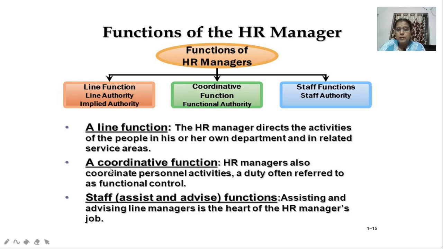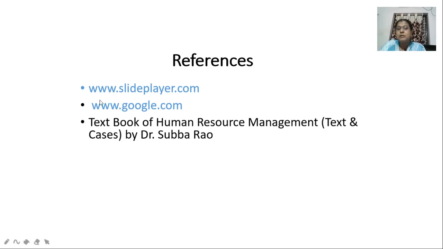That is his job. And the next one is the coordinative function, in which as a coordinator, he has to coordinate various personnel activities, a duty often referred to as functional control. Then we have the staff function, where he can assist and advise. Assisting and advising the line managers is the heart of the HR manager's job. Yes, that's very important. There exactly lies his knowledge or expertise, where he needs to give relevant and valid advice and suggestions to overcome various problems relating to HR personnel, and thereby get the job done in a smoother way. Now students, I have made some references, and I am giving a list here. Please go through it.